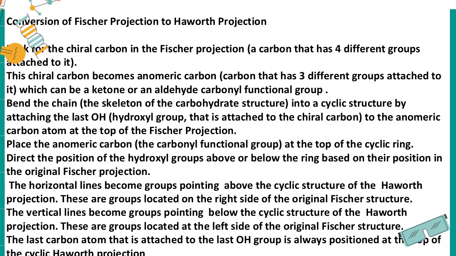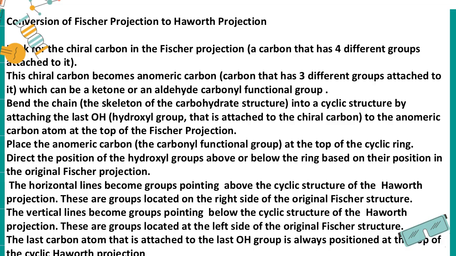Place the anomeric carbon, the carbonyl functional group, at the top of the cyclic ring. Direct the position of the hydroxyl groups above or below the ring based on their position in the original Fisher projection. The horizontal lines become groups pointing above the cyclic structure of the Haworth projection.